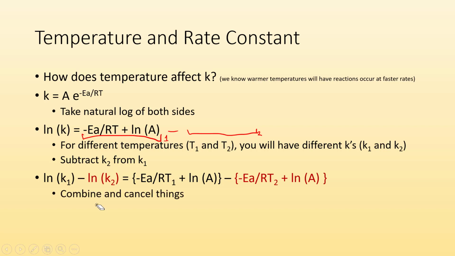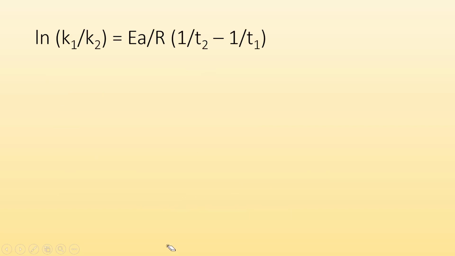Now we combine and we can cancel things, and we end up with this equation. Natural log of K1 divided by K2, right? So when we subtract logs, it's the same thing as dividing the insides, equals EA over R times 1 over T2 minus T1. So that's just some algebra. You're probably not crazy interested in that, but this is the equation that we're going to be working with.